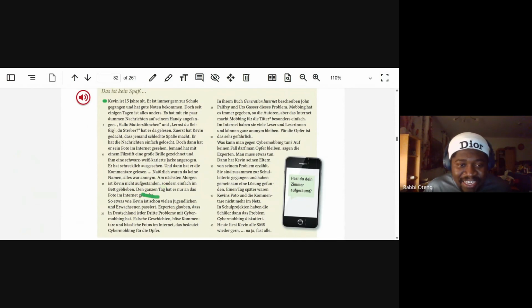Den ganzen Tag hat er nur an das Foto im Internet gedacht. Okay? Den ganzen Tag. So normally it's: er hat den ganzen Tag nur an das Foto gedacht. So denken in English, you want to say something was always on your mind. How will you say it in English? I am thinking. What will you say? What's the preposition?